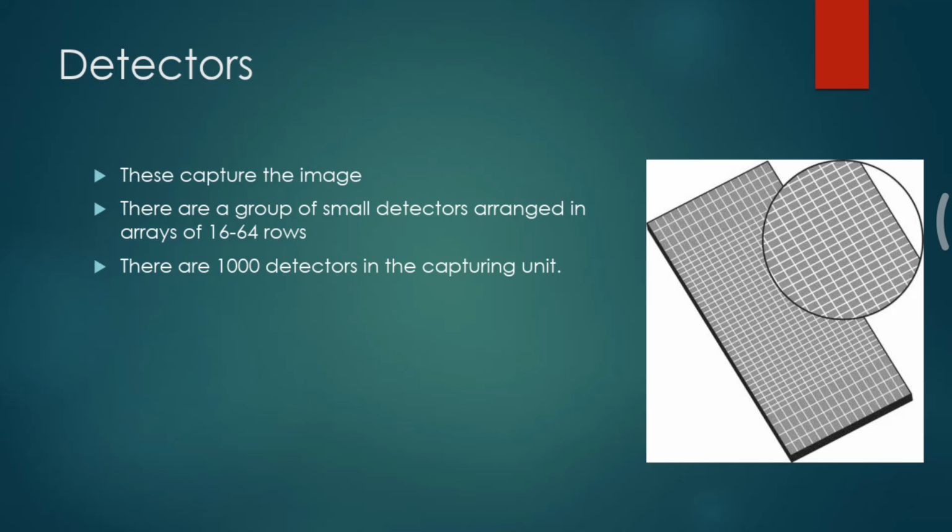Now, coming to the detectors. Detectors primarily capture the image. There are a group of small detectors which are arranged in arrays of 16 to 64 rows, as you can see in the picture on this side. There are approximately 1000 detectors in each capturing unit.